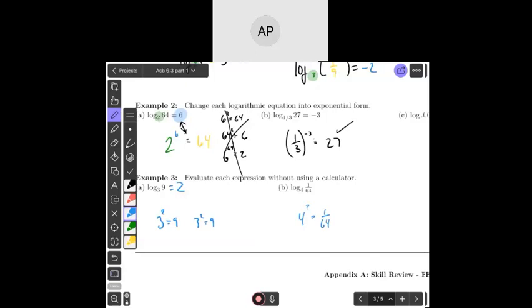Well, our answer is a fraction, so that means we know our exponent must be negative. And then we say 4 to the what is 64. Well, 4 cubed is 64. So it must be negative 3. How do you figure that out on your own? How do you do it by inspection? It's negative because it's a fraction, and then 4 cubed is 64, so it's negative 3.